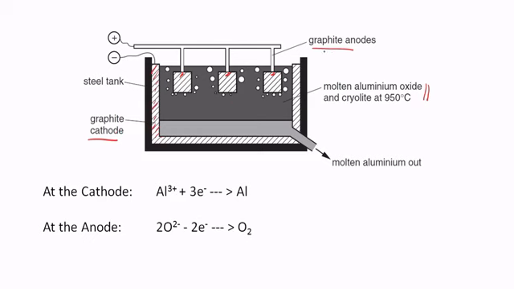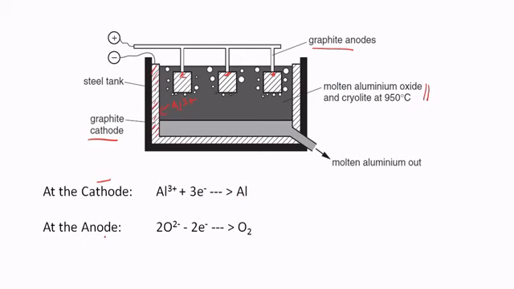and these carbon or these graphite rods are the anodes. Now you need to know the two reactions taking place. So at the cathode, remember the cathode is negatively charged, so therefore the Al3+ ions are going to move towards the cathode. So the Al3+ is going to move towards the cathode, and the reaction taking place would be Al3+ + 3 electrons produces aluminium.